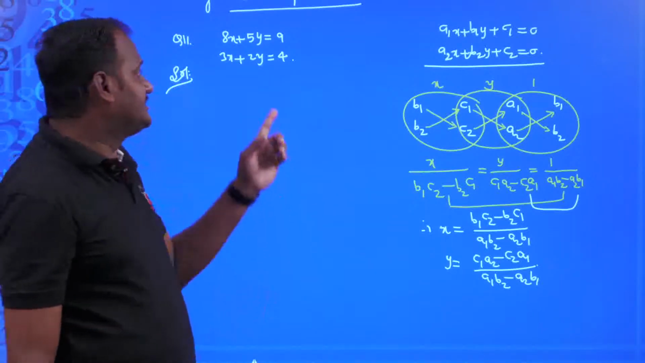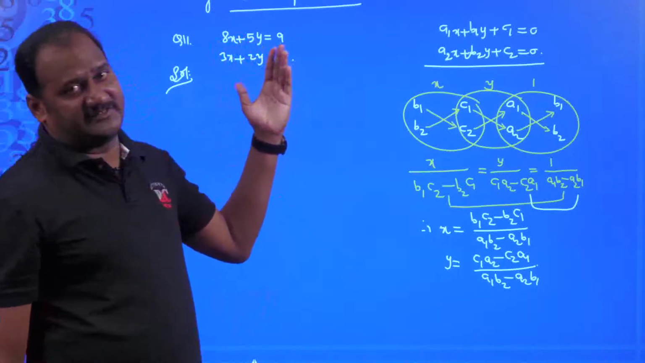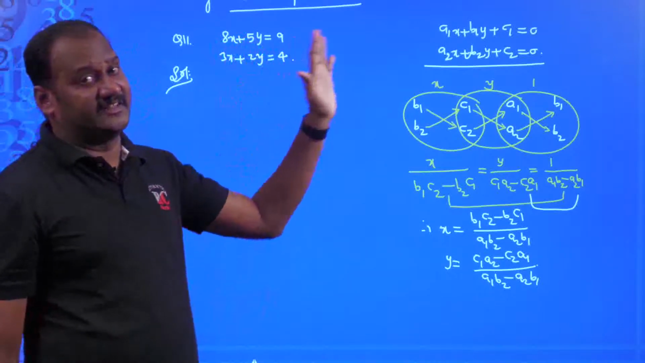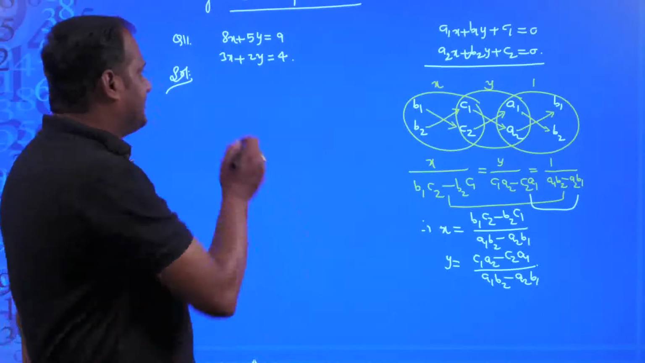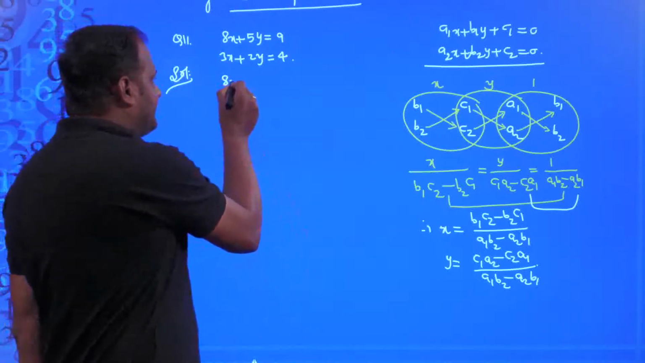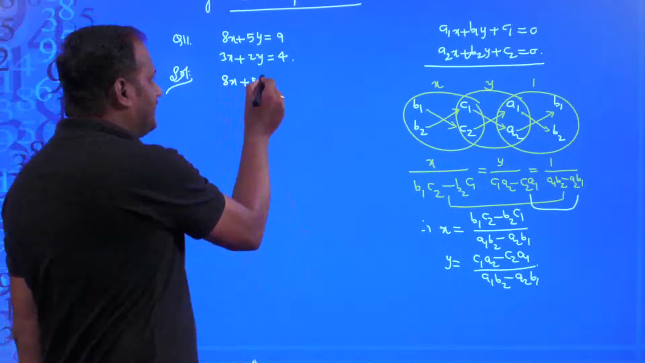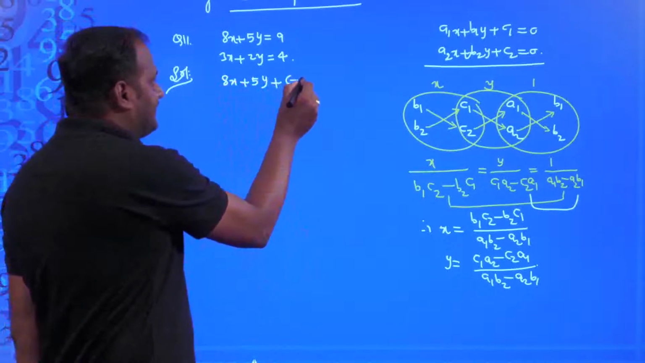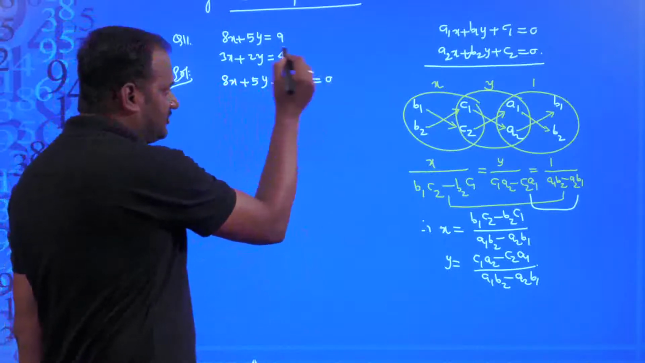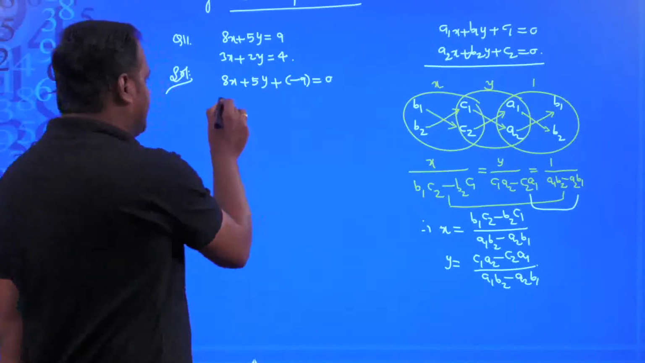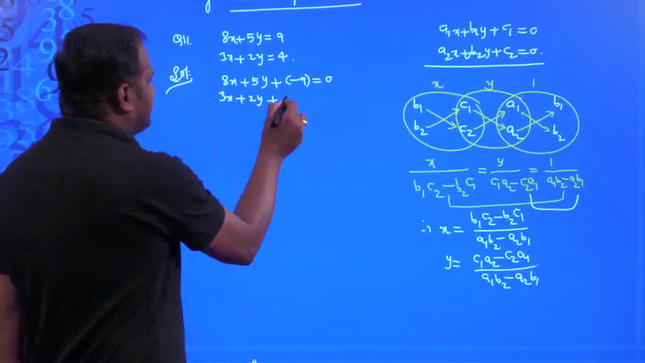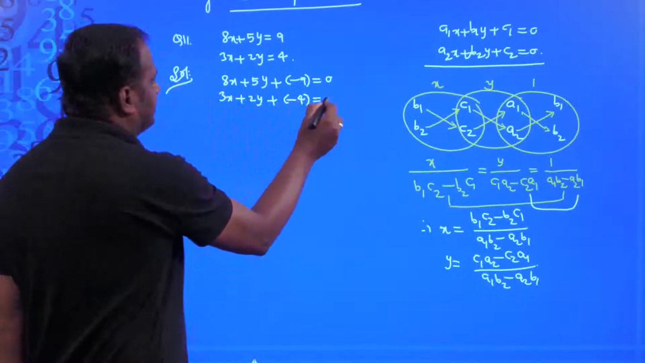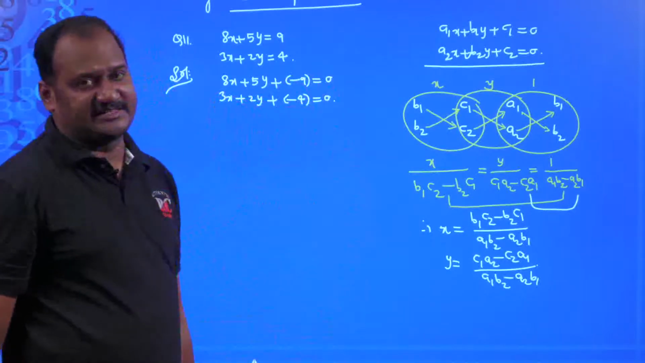Not at all, because the x terms and y terms are on the left hand side, but the constant is on the right hand side. So you will have to bring it to the left hand side. Then the first equation is going to be 8x plus 5y plus minus 9 is equal to 0, and the second equation is going to be 3x plus 2y plus minus 4 is equal to 0. Now, both of them are in the standard form.